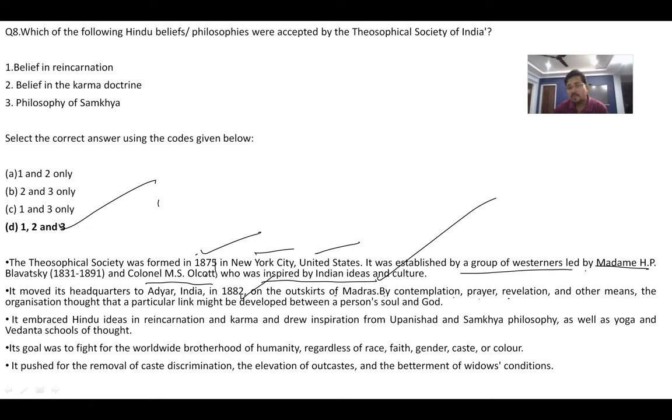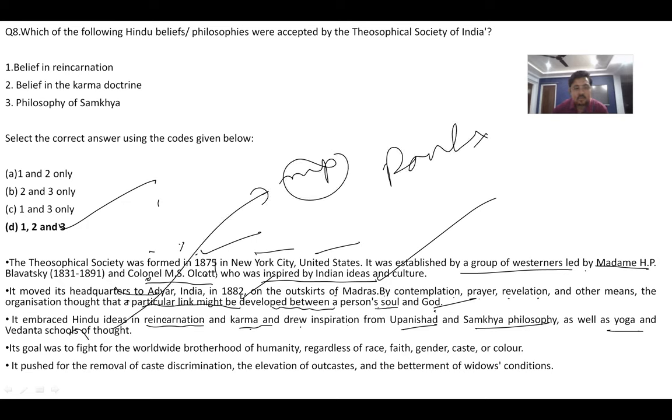By contemplation, prayer, revelation and other means, the organization taught that a particular link might be developed between a person's soul and God. It embraced Hindu ideas of reincarnation and karma, and drew inspiration from Upanishad and Samkhya philosophy, as well as yoga and Vedanta schools of thought. So these are very important points. Its goal was to foster a worldwide brotherhood of humanity, regardless of race, faith, gender, caste or color.